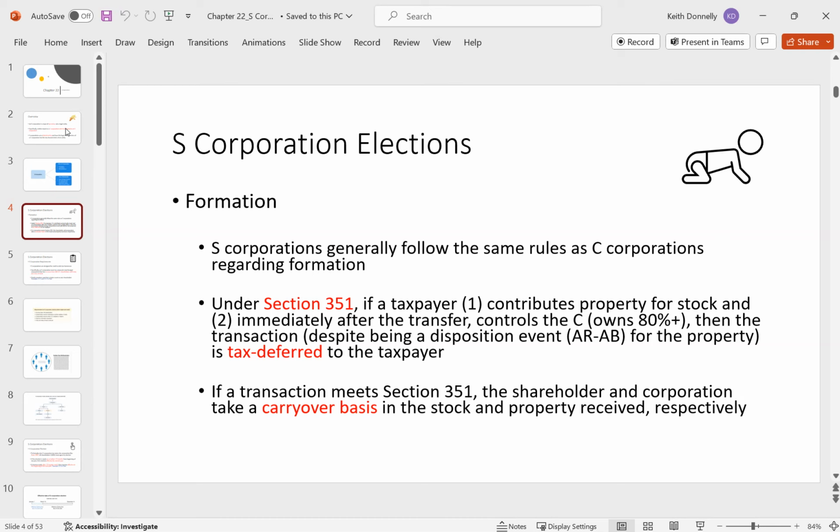So this is the idea with formation under 351. All of this is meant to encourage people to form corporations. And just to emphasize, we have to keep things straight in our heads. There's a difference between a C Corp, the 1120, which is a type of legal entity, versus the S Corp, which is a type of tax status that files the 1120S.